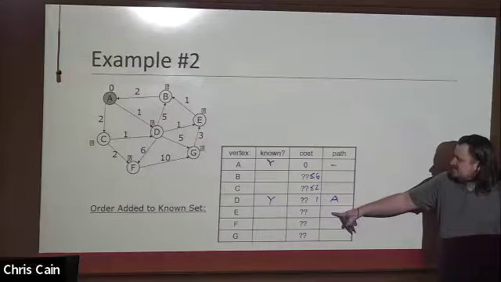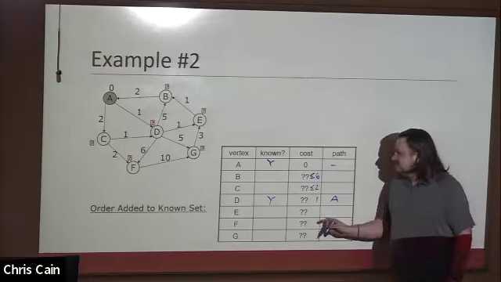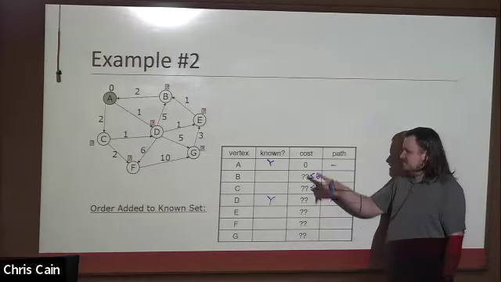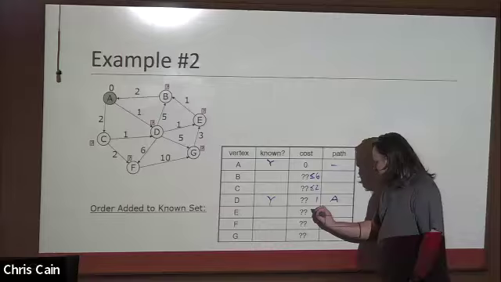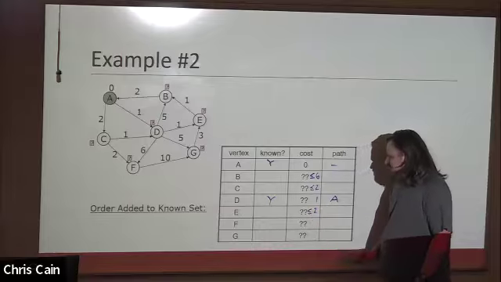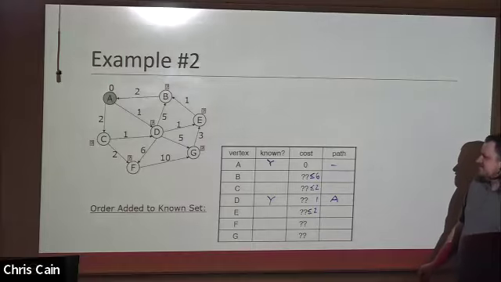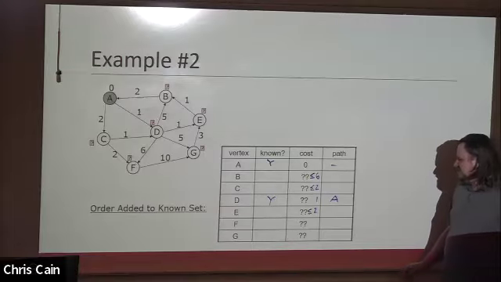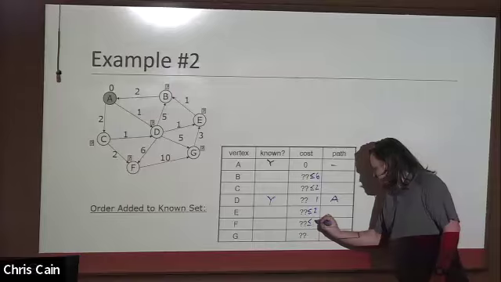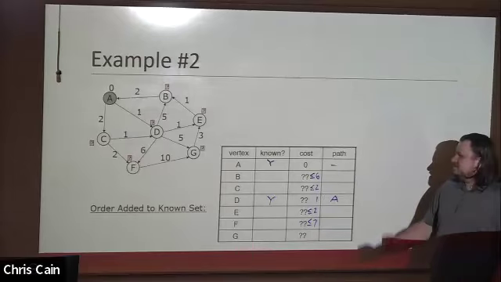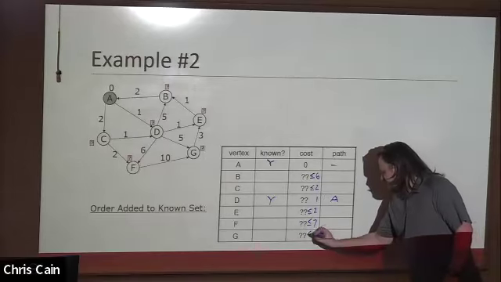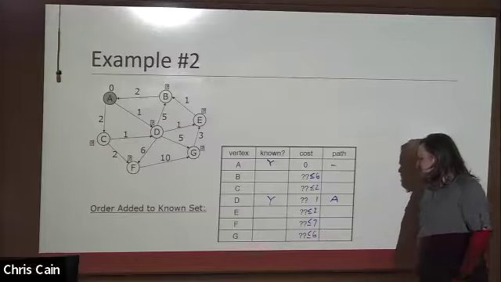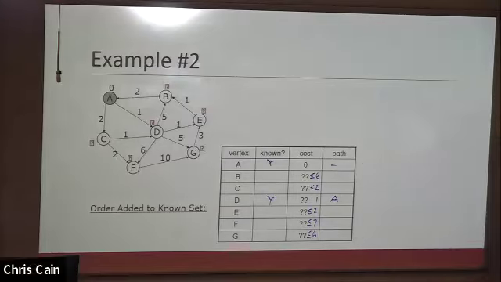Can we get to E? Yes, we can. The total cost of getting to D plus the edge weight 1 from D to E tells us this is less than or equal to 2. Can we get to F? Yes, we can. Edge weight 6 plus the 1 to get to D. This is less than or equal to 7. And can we get to G? Yes, we can. So now we can get everywhere from D.